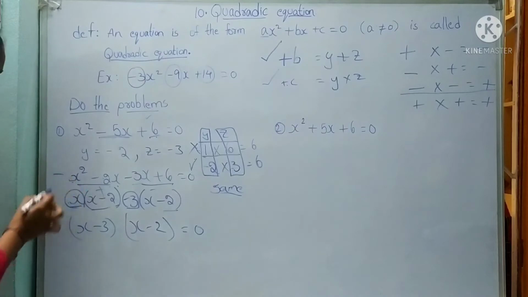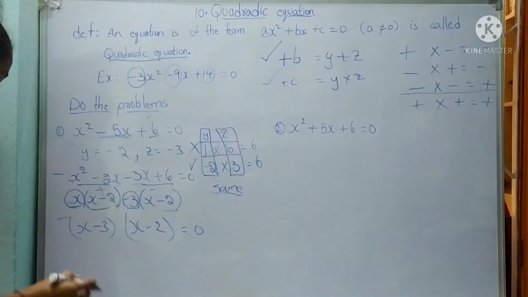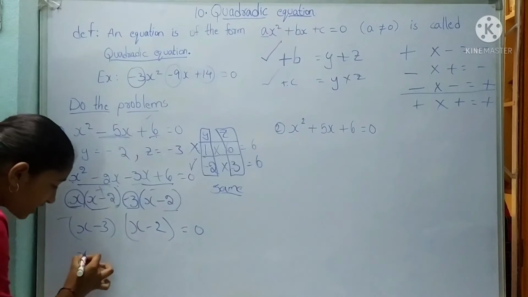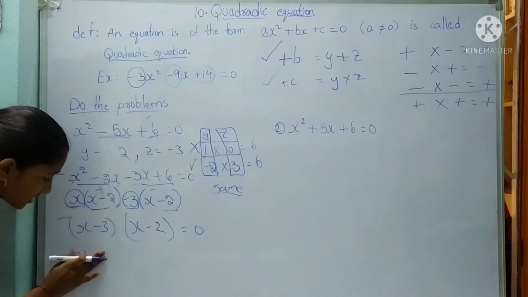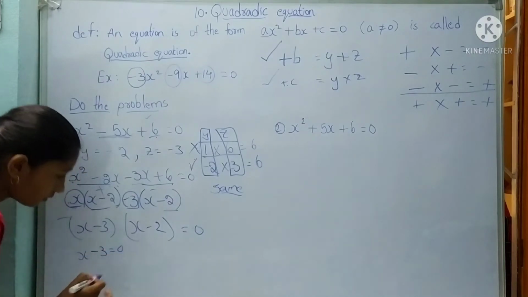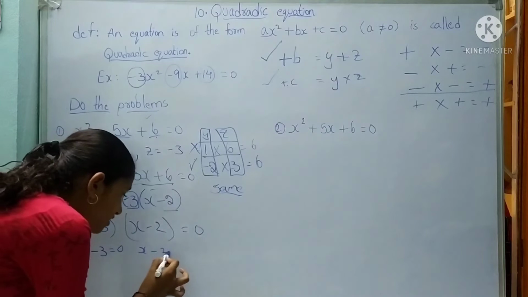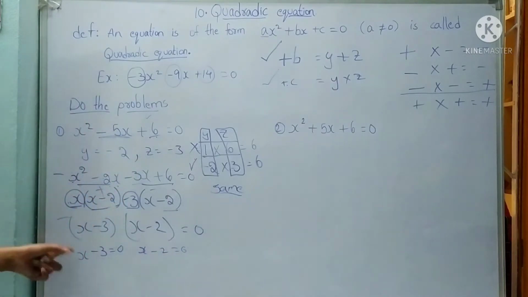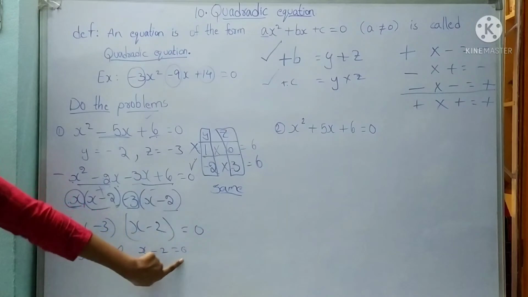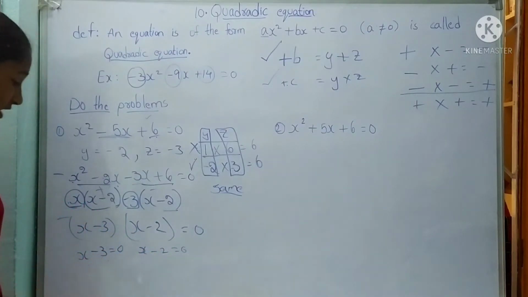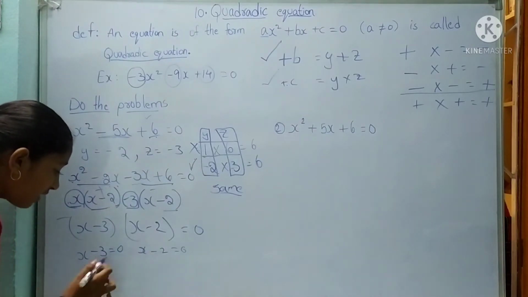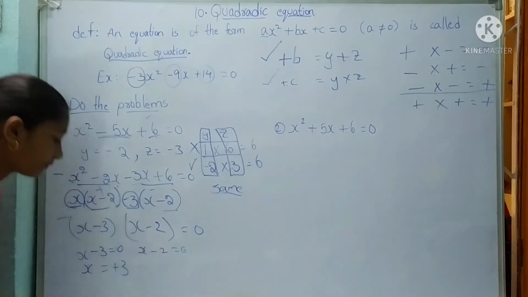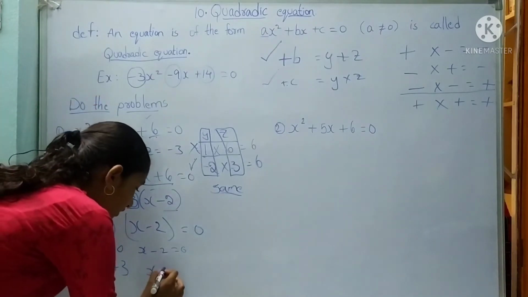One step is finished, 2 steps finished, and the third step is here, x is equal to... Suppose here x minus 3 is equal to 0 and x minus 2 is equal to 0. Okay? X minus 3 is equal to 0, x minus 2 is equal to 0. So here x minus 3 means minus 3 will go to the right-hand side, so x plus 3. Now x is equal to plus 3. Here also x is equal to plus 2.